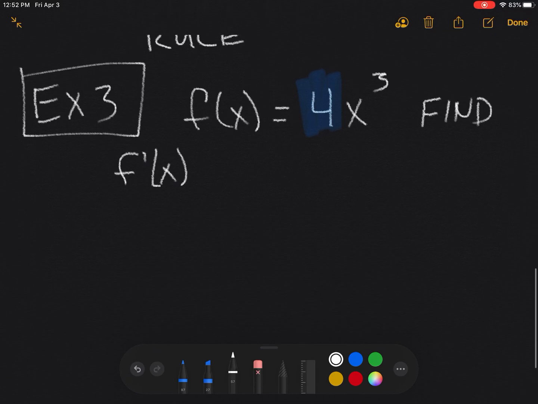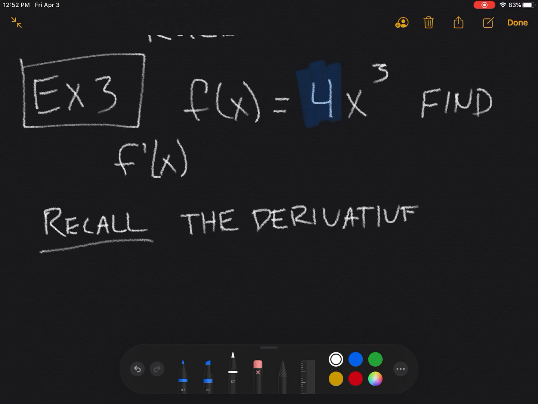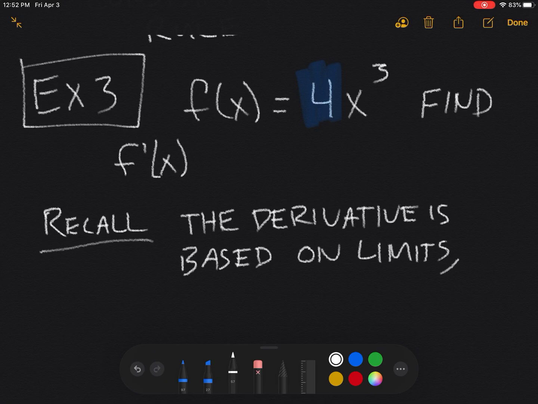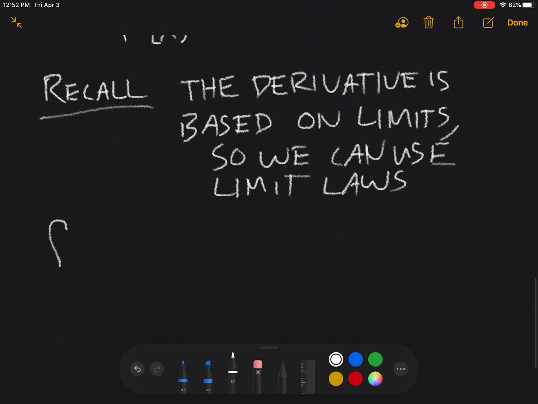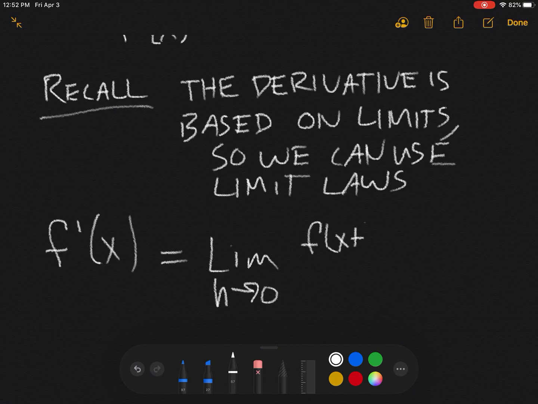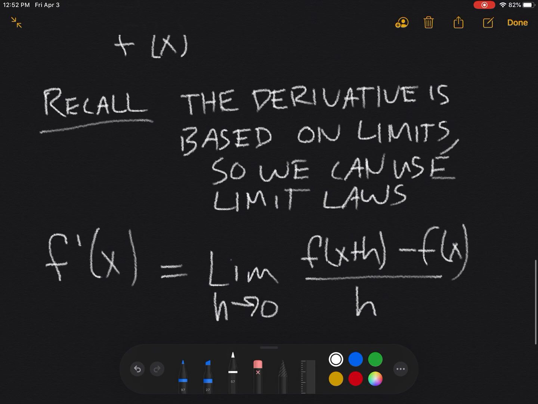Well, good news for us. Recall the derivative is based on limits. So we can use limit laws. I'll show you what I mean here. Suppose we were doing this the long way. We were saying f prime of x, and the definition for that is the limit as h approaches 0 of f of x plus h minus f of x all over h. And so we want to use that with our function here. So I'm going to go ahead and plug it in.